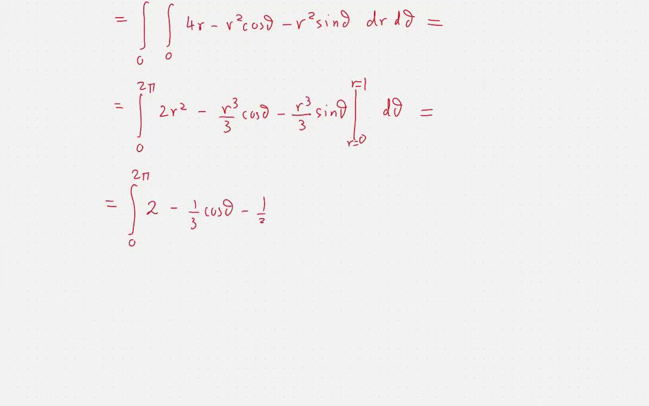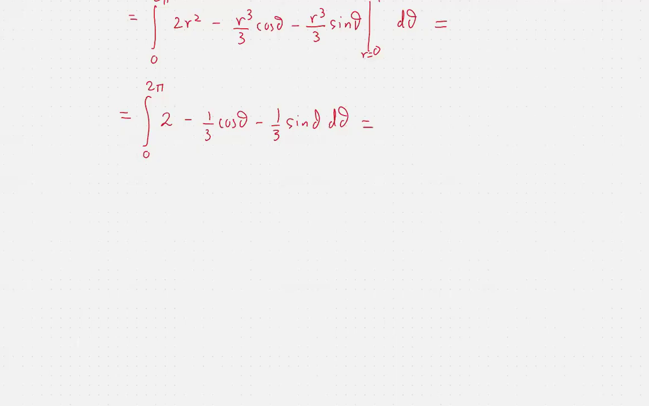This should be a very simple integral. And we can find the antiderivative right away. So this is going to be 2 theta minus 1/3 sine theta plus 1/3 cosine theta, going from 0 to 2 pi.